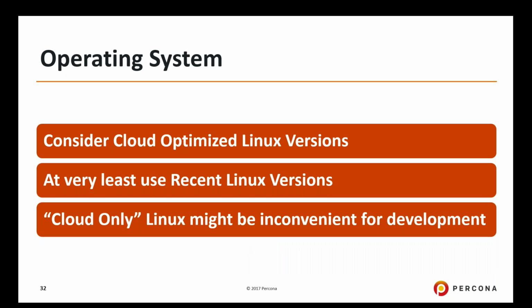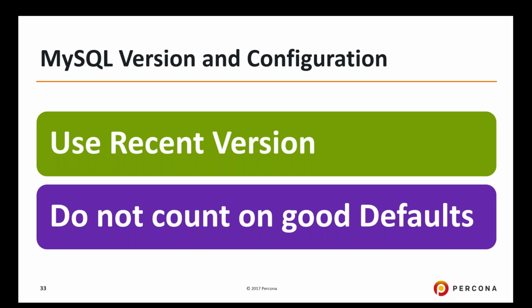For the operating system, in this case consider some cloud optimized Linux versions, but at least use a recent Linux version, because all the recent Linux versions have a lot of use in the cloud and they're typically pretty well optimized. One thing I would warn though: if you're using cloud-only Linux, let's say Amazon Linux, and you also have some development which happens outside of the cloud, you may run into some inconsistencies between, let's say, CentOS and Amazon Linux. For some folks, that has been important. Some others just don't care.